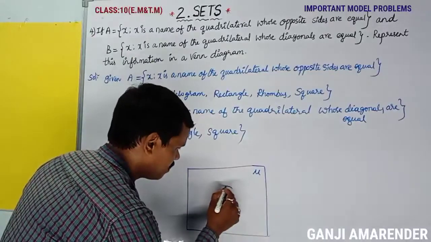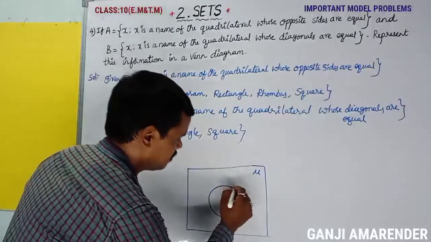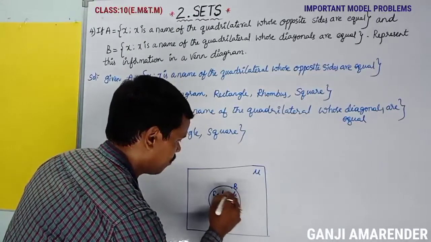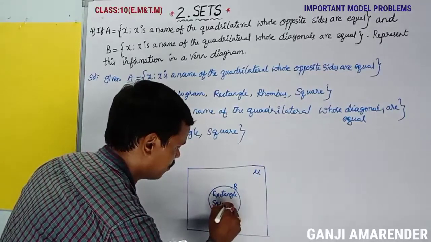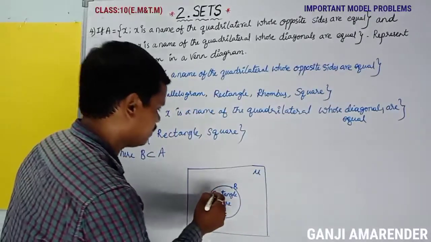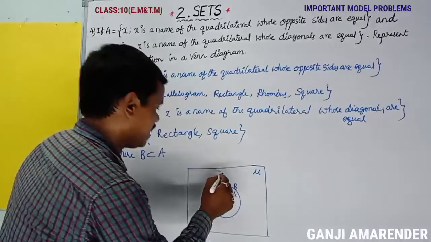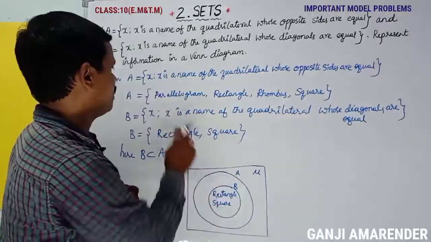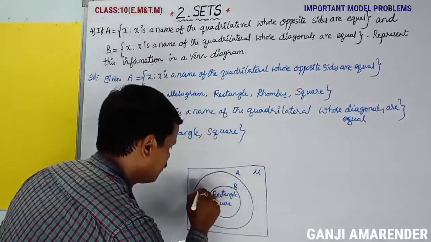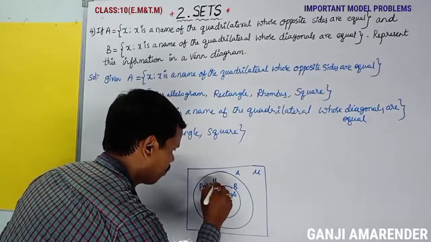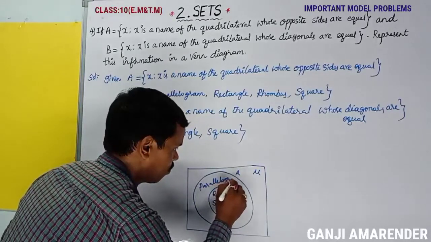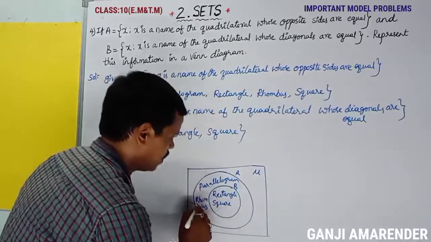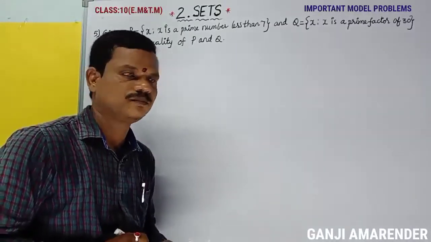So first, write this is set B. Here rectangle and square. The set contains rectangle and square. And set A. This is set A. Remaining are parallelogram, rhombus, outside of set B. Parallelogram, rhombus. Okay. Fifth problem.